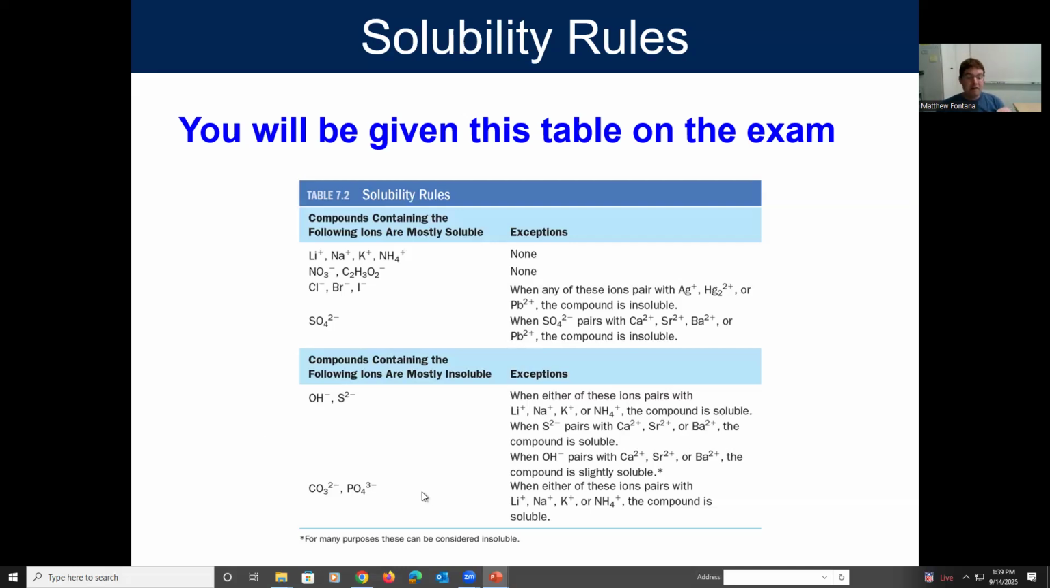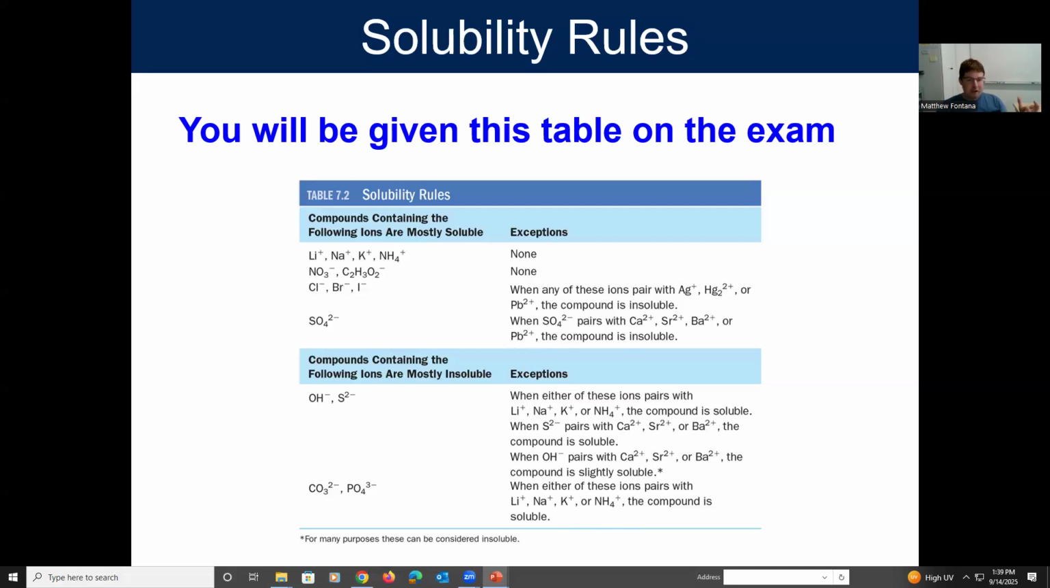And then the bottom part of the table works differently. It essentially says anything with this and this are going to be insoluble. However, if it pairs with this, or this, then it is going to be soluble. And likewise, these carbonate and phosphate, those will in general be insoluble when they form compounds, except when they are mixed with lithium cation, sodium cation, potassium cation, and ammonium cation. In that case, then it will be soluble. So that's the table in a nutshell.